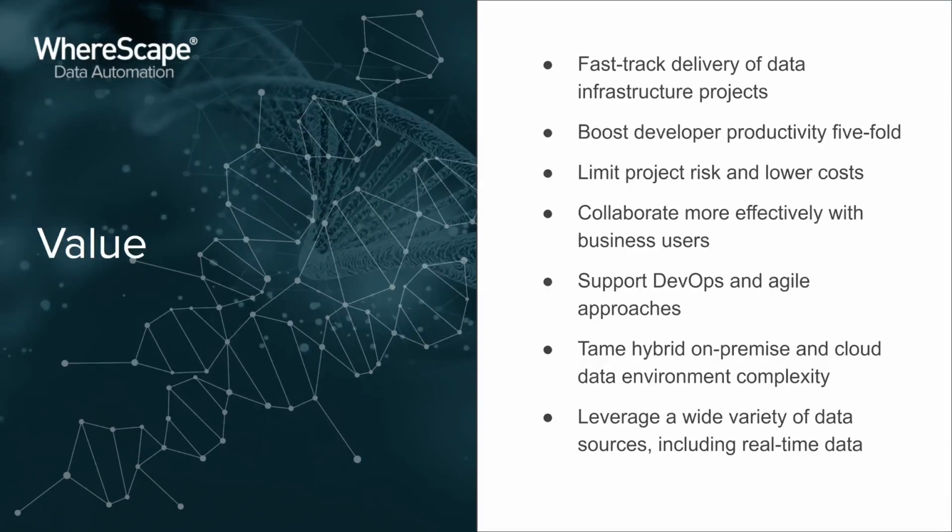Data automation fits right in with an agile approach to data warehousing or maintaining these data platforms. The other thing is the ability to tame hybrid on-premise and cloud data environment complexity. You're able to hide the complexity of those environments. And you leverage a wide variety of data sources, including real-time data, as we talked about.